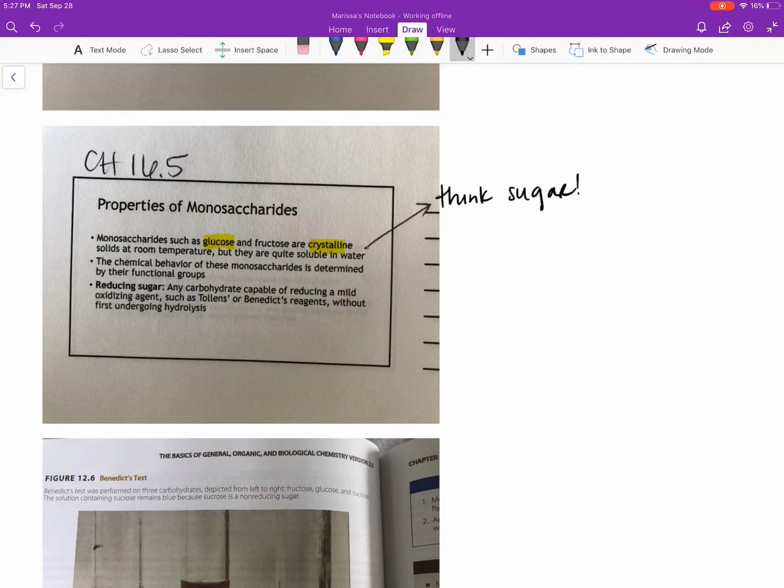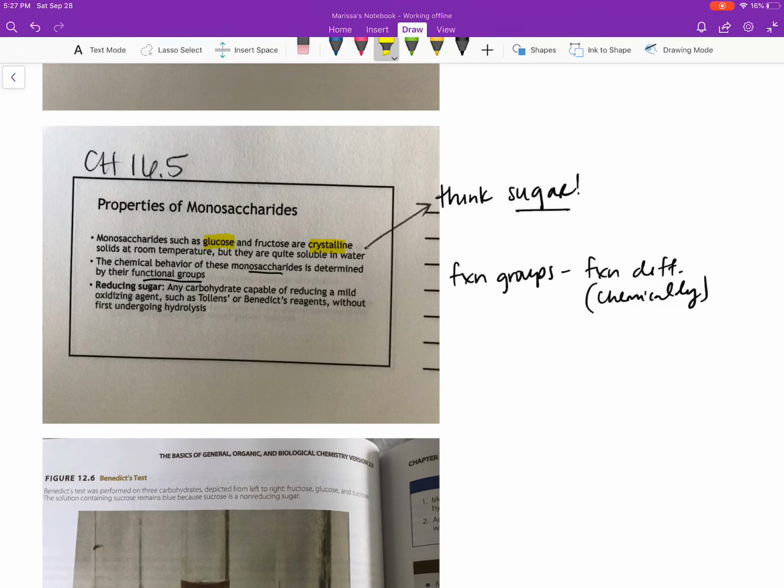Think sugar. Okay, sugar we know readily dissolves in water. And this is true about glucose and fructose as well. Okay, solids at room temperatures. Now, the chemical behavior of the monosaccharides, just like we would imagine, is going to be determined by their functional groups. And this is something that we learned when we talked about functional groups, right? We defined functional groups based on the fact that they function differently, chemically speaking.